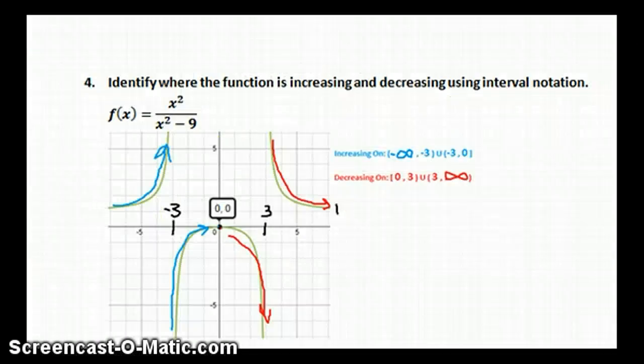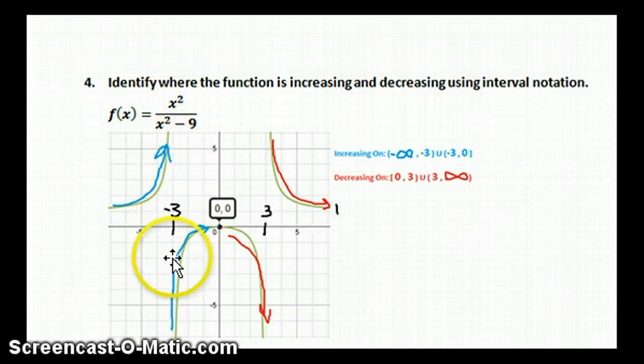So for number 4, we are identifying where the function is increasing and decreasing using interval notation. And if you plug in x squared divided by x squared minus 9, this is the graph you'll get, and the arrows kind of cover it up, but you can see for the most part. And we have increasing from negative infinity to negative 3, and negative 3 to 0.